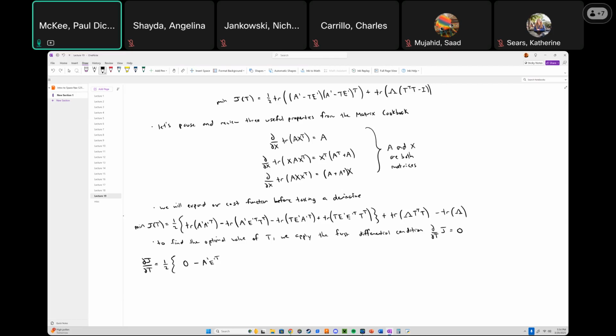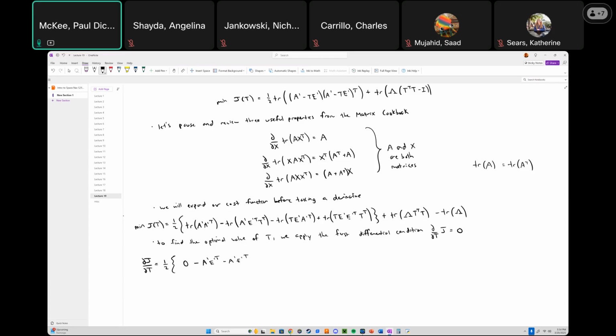Let's see. And then similarly, for this next bit, we have T, E', A' transpose, but that is just the transpose of what we just saw, right? If you take A' E' T transpose and you transpose that, you get T E' A' transpose, and the trace of a matrix is the same as the trace of a matrix transpose. So actually, this is that too. So 3 terms down.